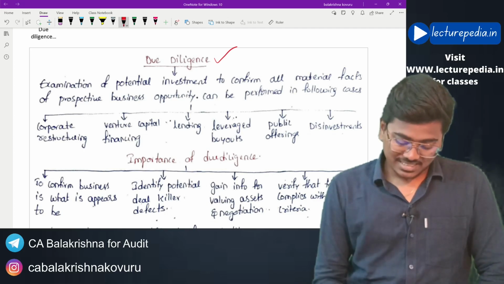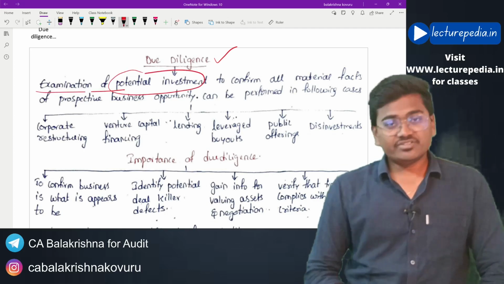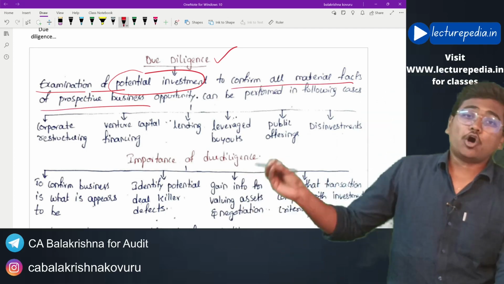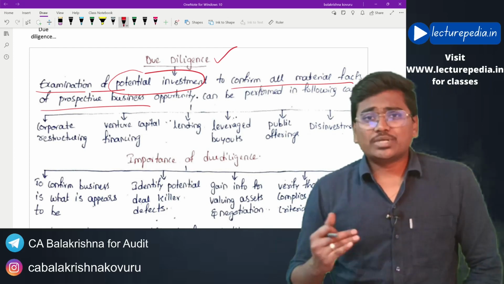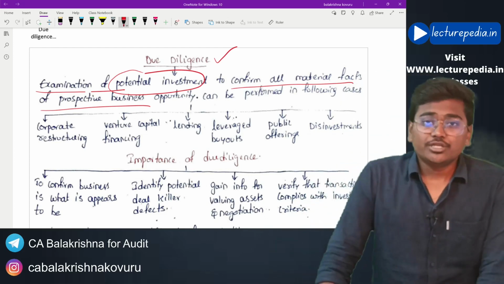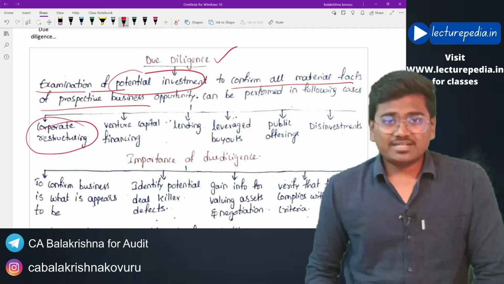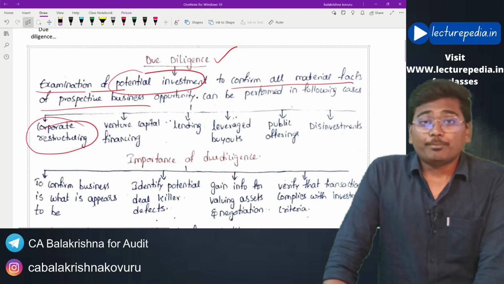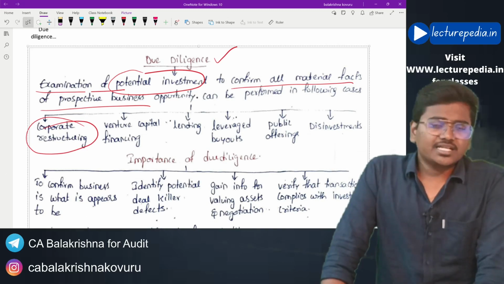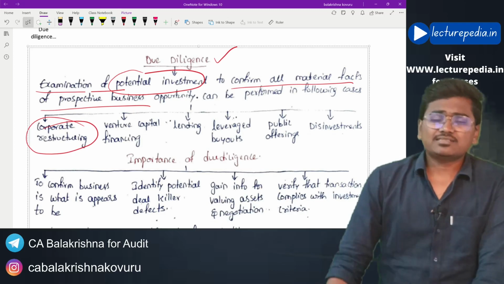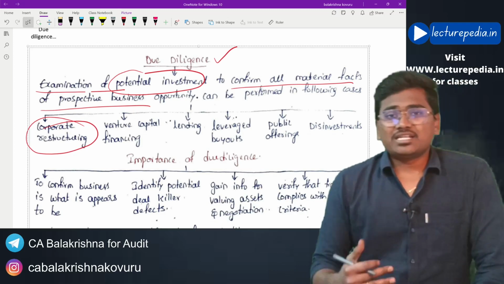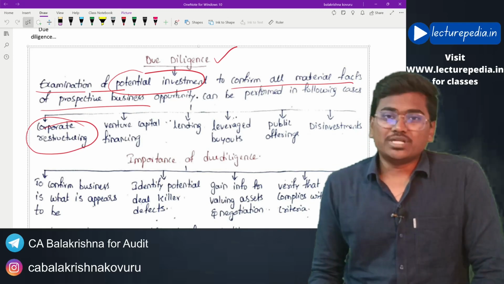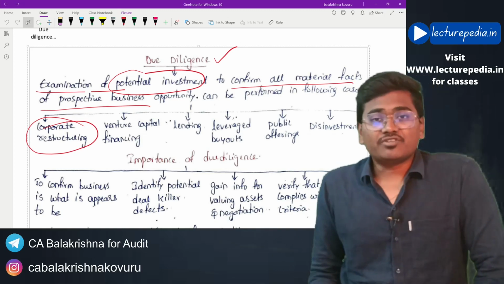Due diligence is examination of a potential investment to confirm all material facts of the prospective business opportunity. And what are the situations in which due diligence can be utilized? Firstly, corporate restructuring. Whenever there is a corporate restructuring, due diligence will be performed. Generally, in case of corporate restructuring, creditors will forego a certain amount that is due to them. So in order to forego the amount, creditors will perform due diligence on whether this restructuring is viable or not.